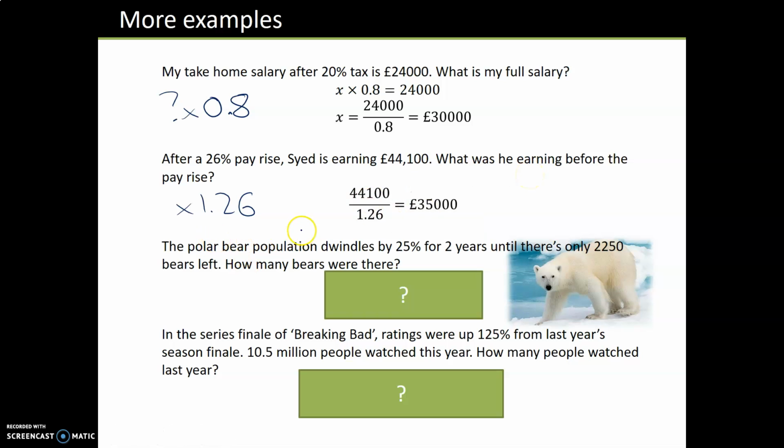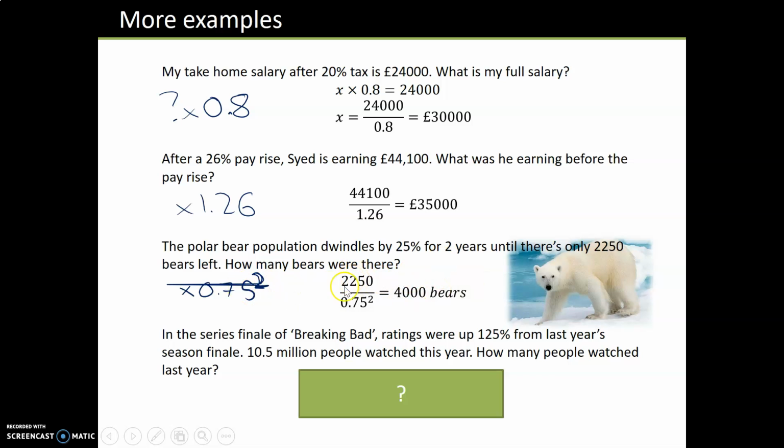Now this is slightly more interesting. Well, not really, but try 25% for 2 years. So the idea is I'm going to find 75% of the population, but twice, so squared, or just times by itself. Anyway, so I'm going to divide by that, and this saves me the trouble of doing any more multiplying.